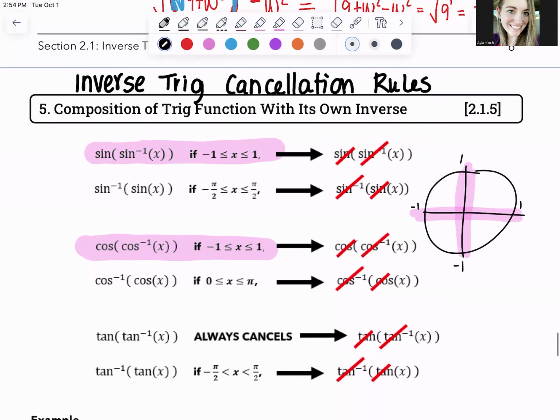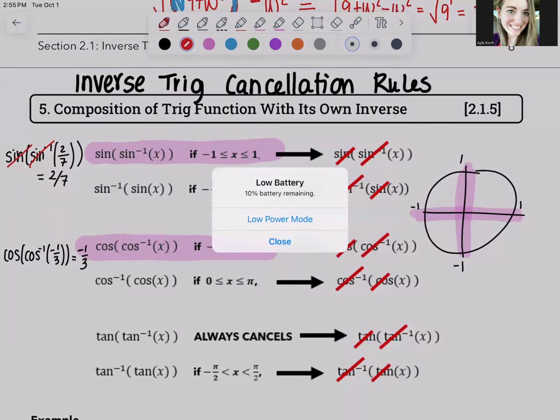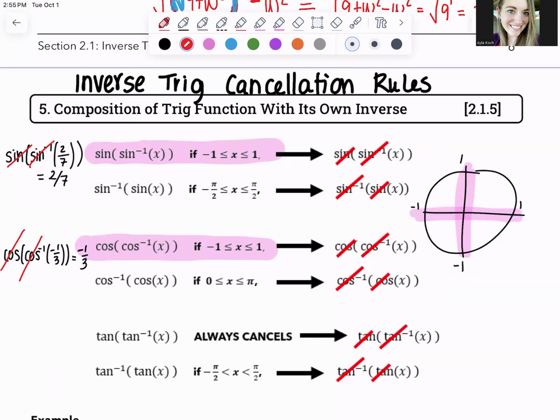If I was writing this out, I could say something like sine of sine inverse of 2/7. The sine and sine inverse would cancel. 2/7 would be the answer there, because 2/7 is between -1 and 1. Same thing here with cosine. I could say cosine of cosine inverse of -1/3. This would be -1/3 because the cosine and the cosine inverse cancel.